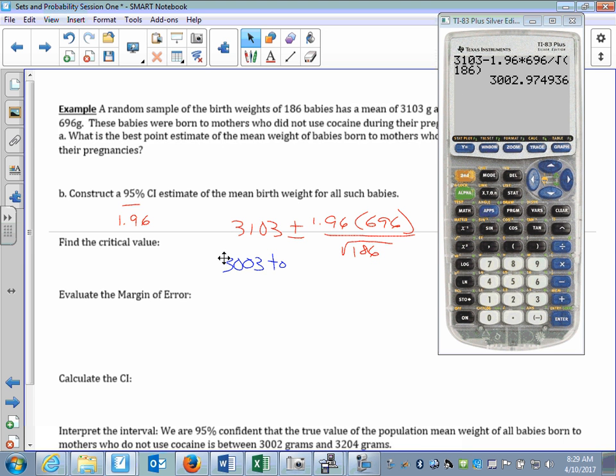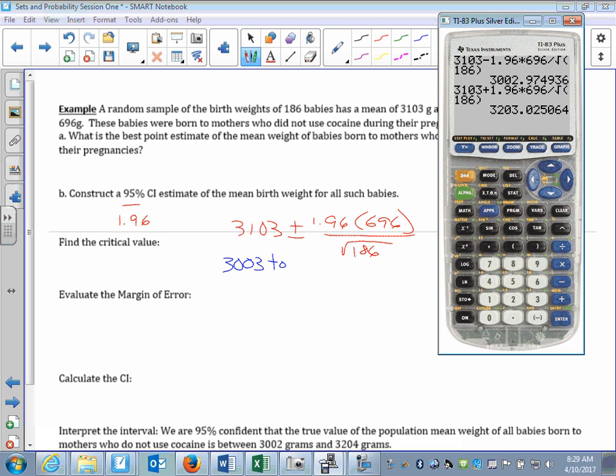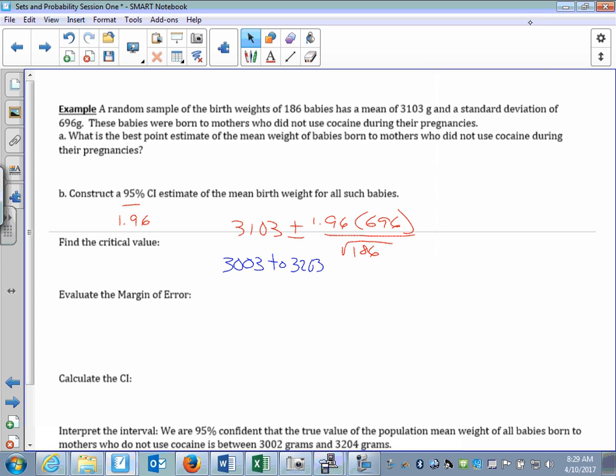Now, here's something else. If you're using one of these graphing calculators, and you've done this all in one step, watch what you can do. If I press the second button and then press enter, this thing comes back on the screen, and the only thing I want to change, I press the up arrow, is that minus to a plus, and then I can press enter again, and it gives me 3,203 grams. So a 95% confidence interval is that, for babies born to healthy mothers, we're 95% confident that the mean of all of those babies is somewhere between 3,003 to 3,203 grams.